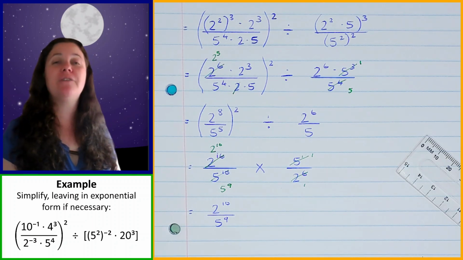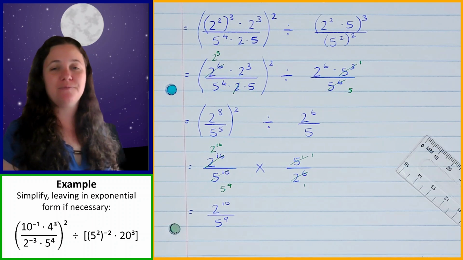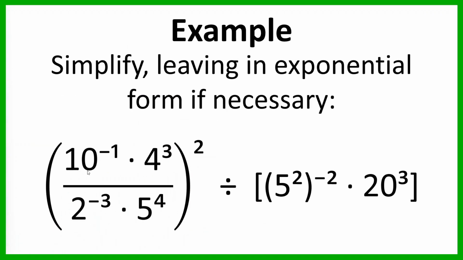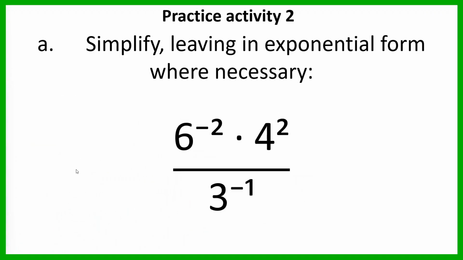Okay, so now I'm going to give you one that you're going to try for yourself. In this question, you've got 6 to the power of negative 2 times 4 squared, and that is all over 3 to the power of negative 1. Okay, so I'm going to give you 1 minute for this question.